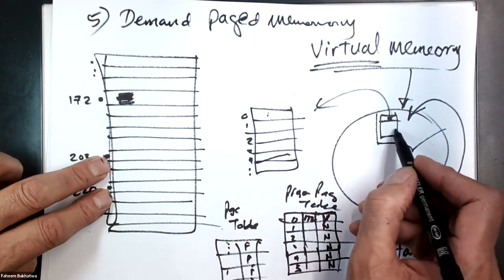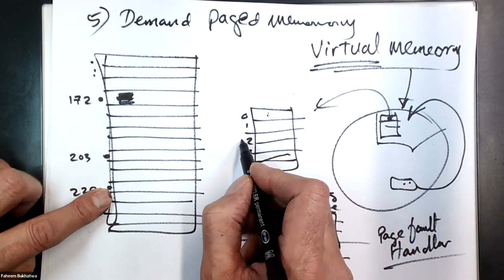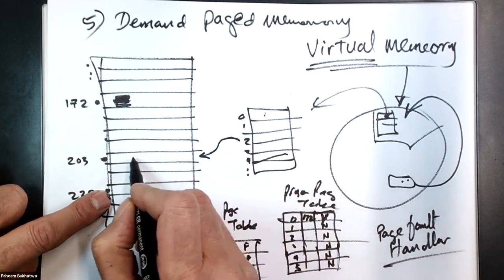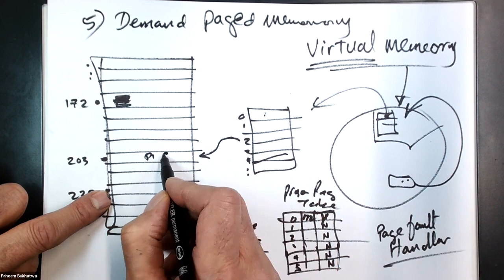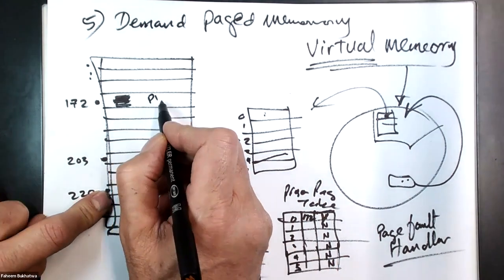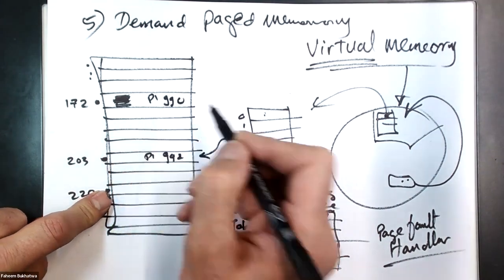All right, let me go and copy page number 2. So it brings page number 2 and puts it in there. So this is program 1, page 2 sitting here. And this is program 1, page 0 sitting there.